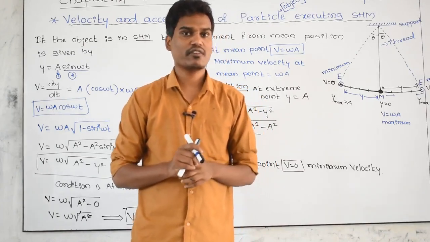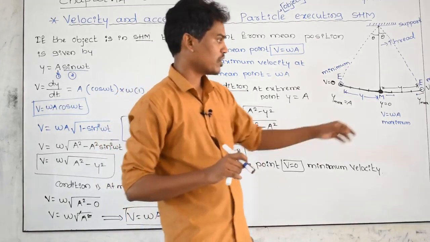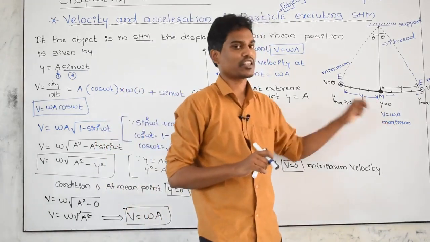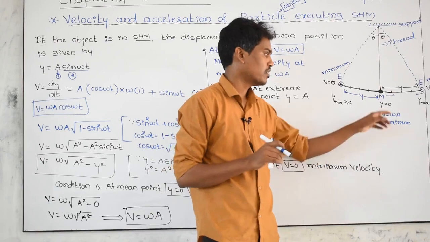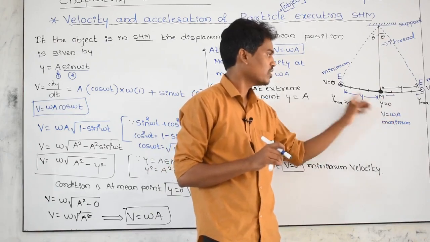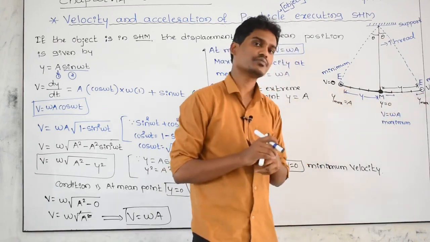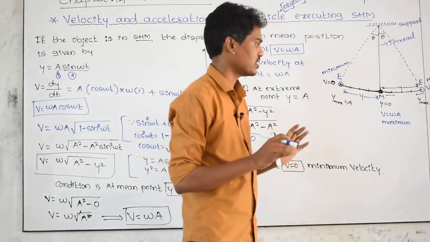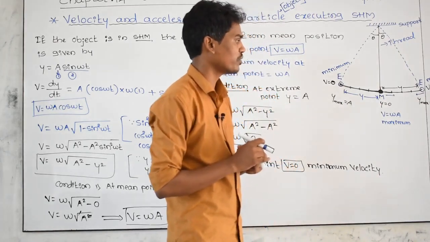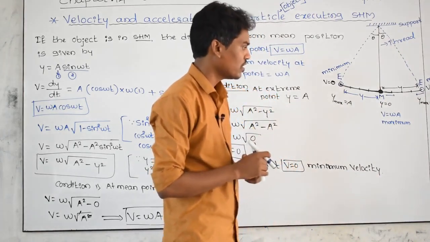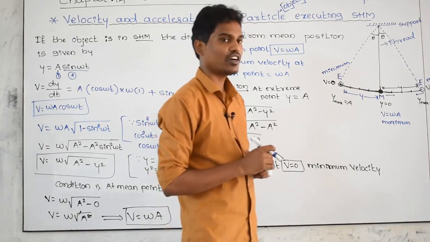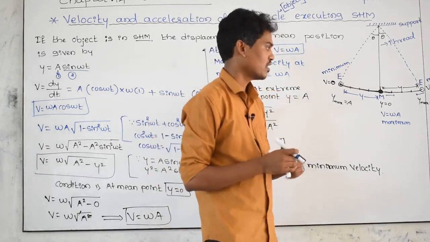At extreme position velocity is 0, but at mean point velocity is maximum. At mean point velocity is maximum, at extreme point velocity is minimum. These are the conditions you have to remember. And at each and every point, how to find out velocity?